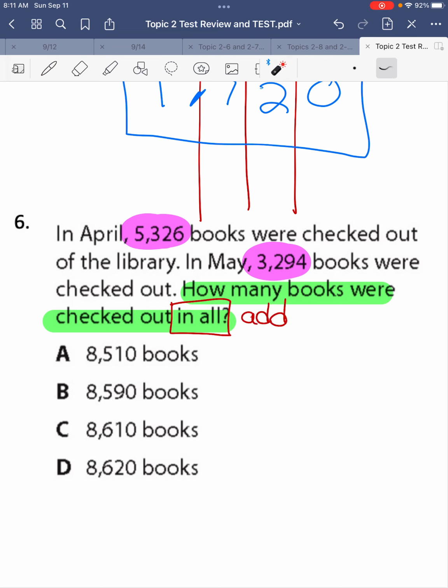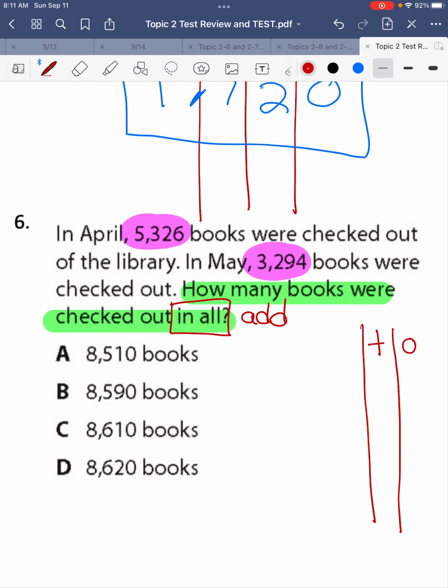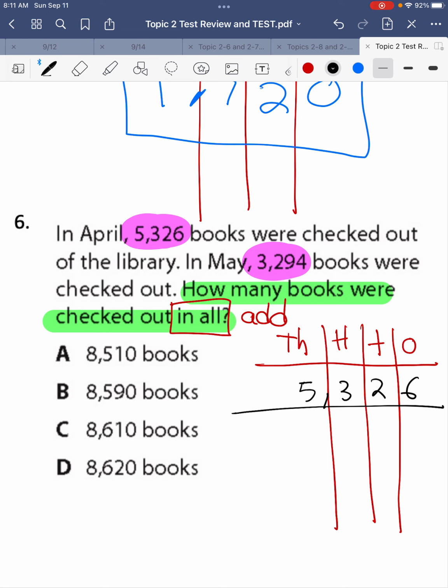So again, I'm going to make my PVC chart. My numbers go to the thousands. So I'm going to make it to the thousands. I have ones, tens, hundreds, thousands. And I plug my numbers in. So I have 5,326. And then I have 3,294. And I'm going to add these numbers.